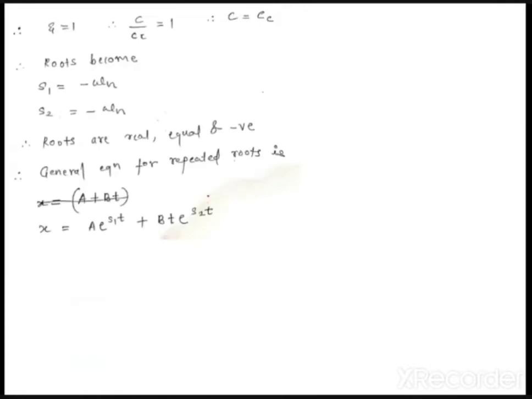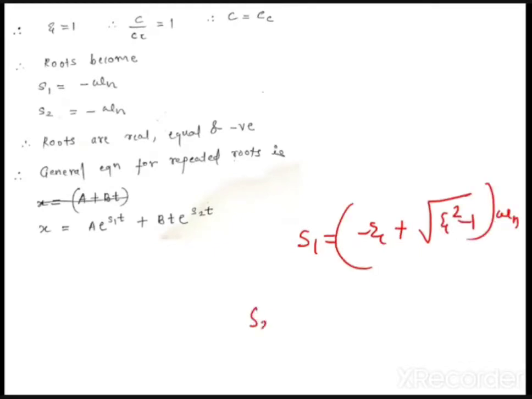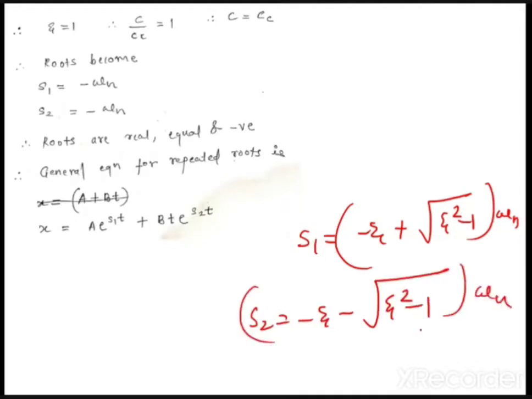Okay. So now what are the roots? First of all, how will you find the roots? The roots will change. Let me write down the roots, then you will understand properly. Let us say, what is S1? S1 is minus zeta plus square root of zeta square minus 1, into omega. And what is S2? S2 is minus zeta minus square root of zeta square minus 1, into omega.